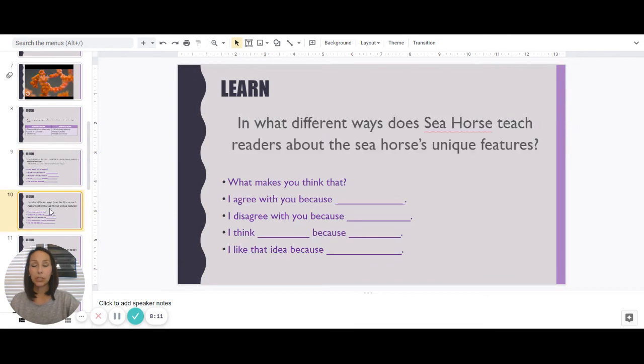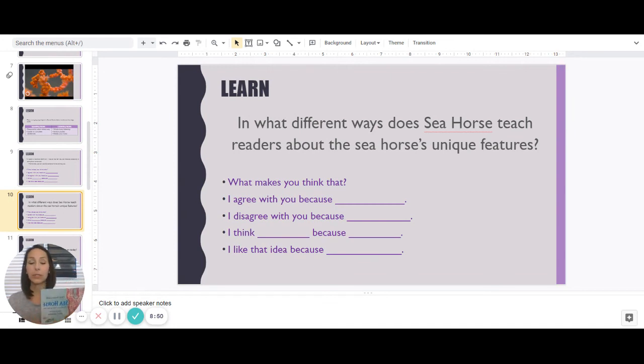All right, so our question for today is, in what different ways does this text teach readers about the seahorse's unique features? So in other words, in what different ways does this text teach us about the seahorse's unique features? So we can be sharing things that we've learned about the features, but we want to focus our answer more on the specifics from the text that have helped to teach you about the seahorse's features.